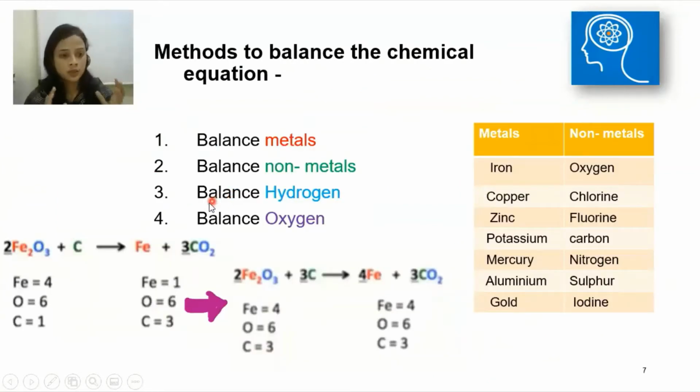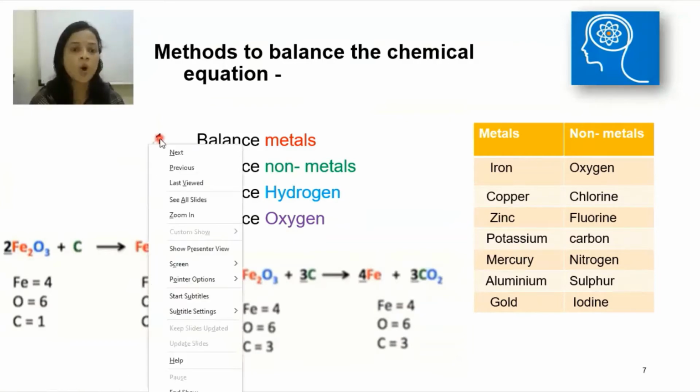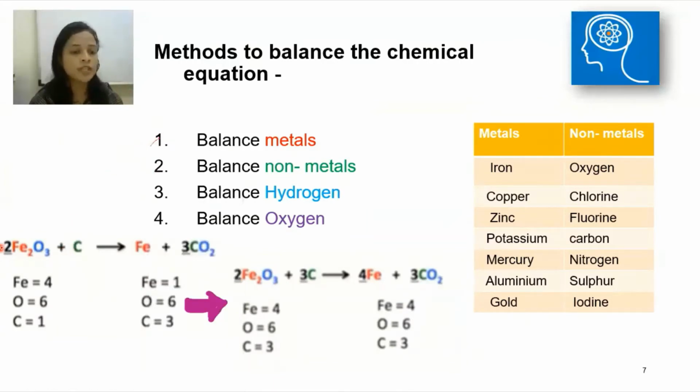Now the question is, how to balance a particular chemical equation. What are the steps for balancing the chemical equation? So here is a list of a few steps for balancing the chemical equation. Okay. So the very first, we have to observe the given chemical equation. And after that, we have to balance all the metals present in the chemical equation. Secondly, after balancing the metals, we have to balance the non-metals present in the equation.